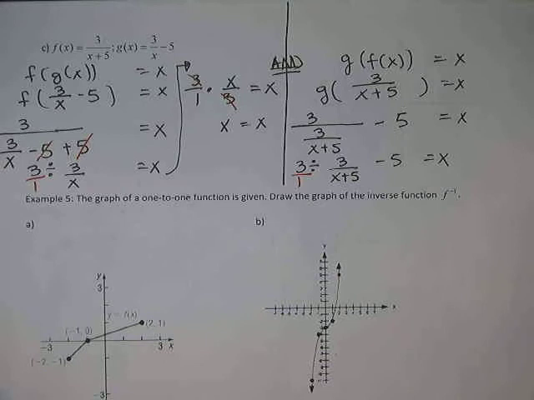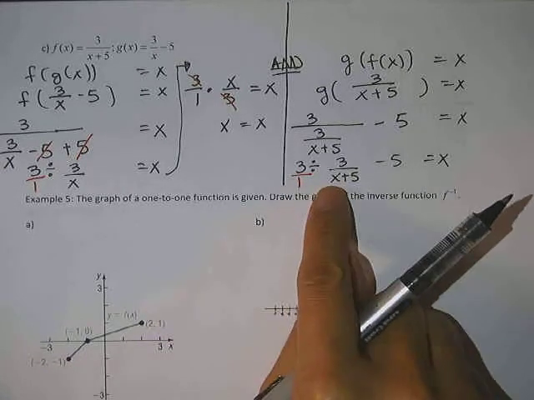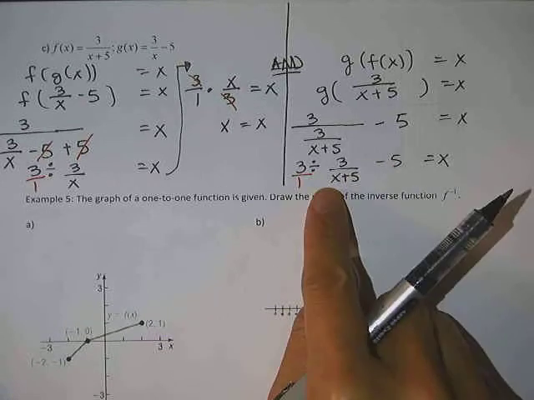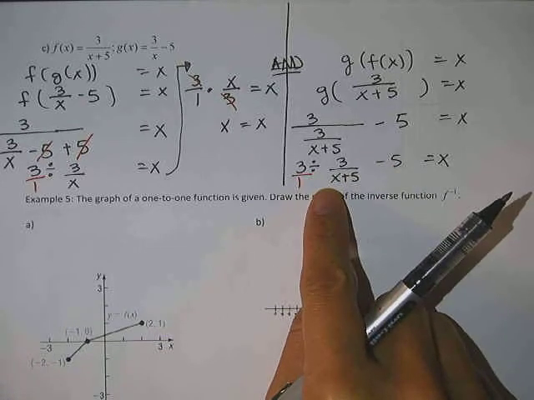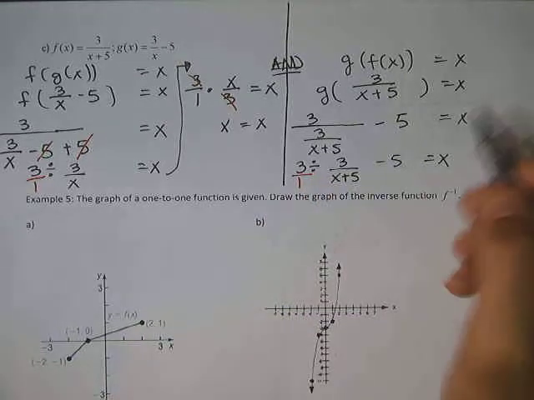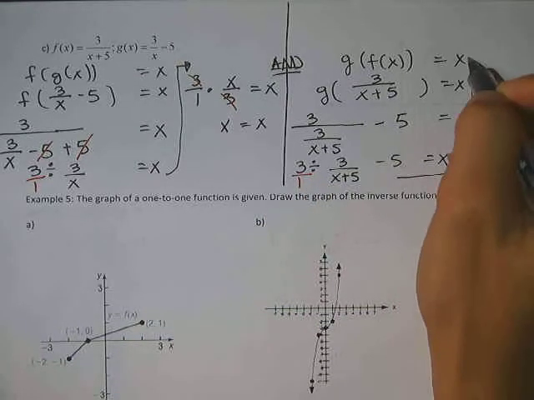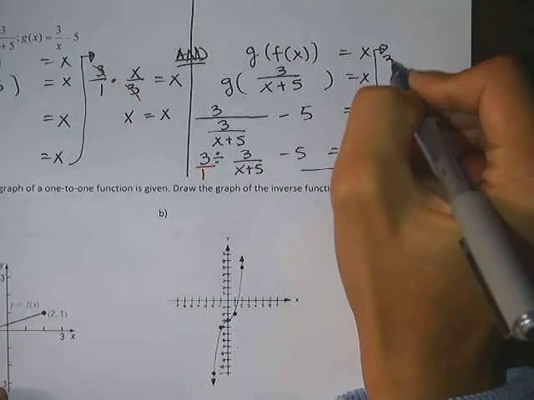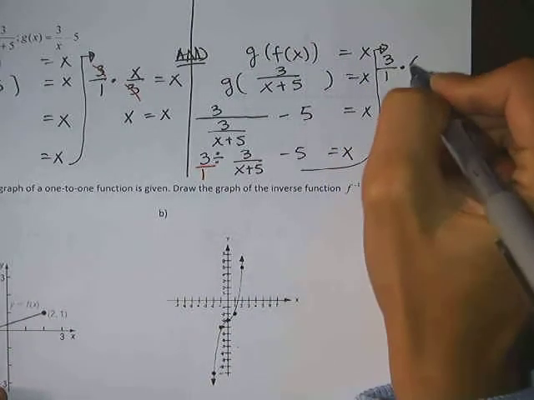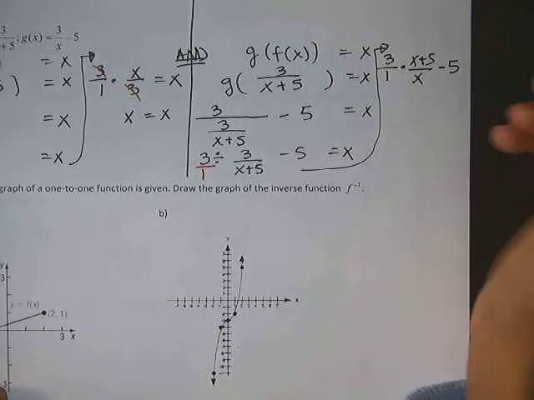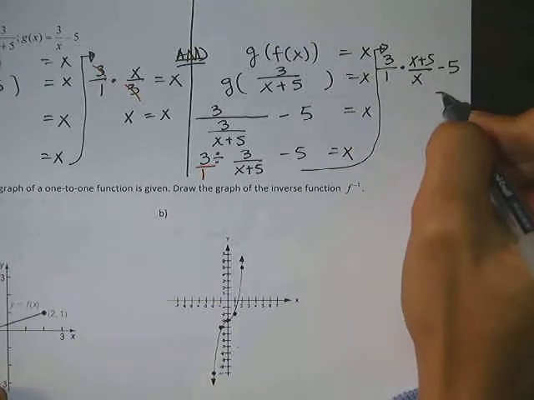When you have multiplication, division and subtraction all in the same line, you're going to do multiplication first. So when you're dividing, you're going to multiply by its reciprocal. I'm just going to write this over here, since I'm out of space. So I'm going to write 3 over 1 times x plus 5 over 3, minus 5. And I'm still out of space, does that equal x?